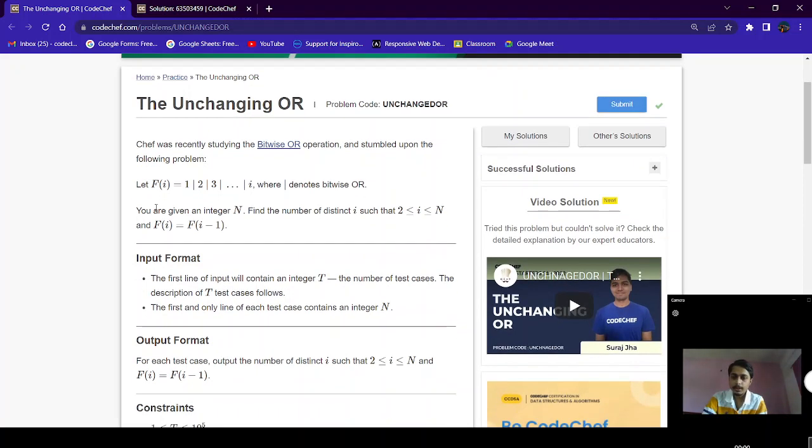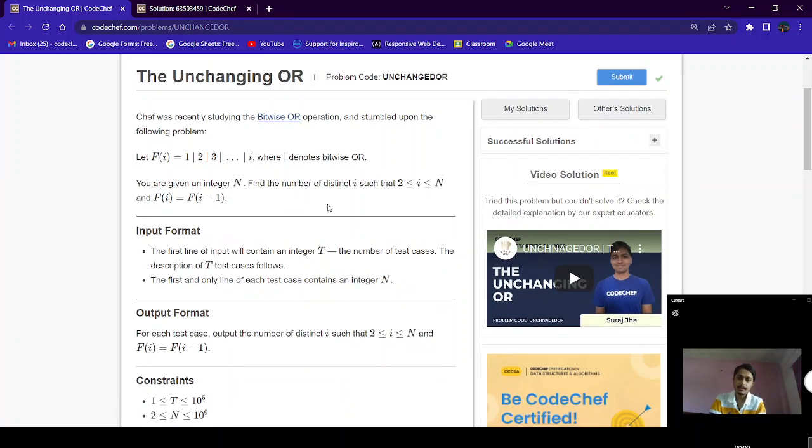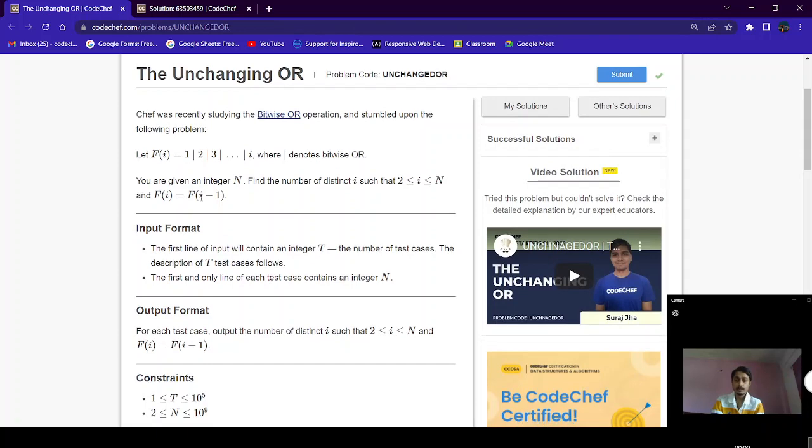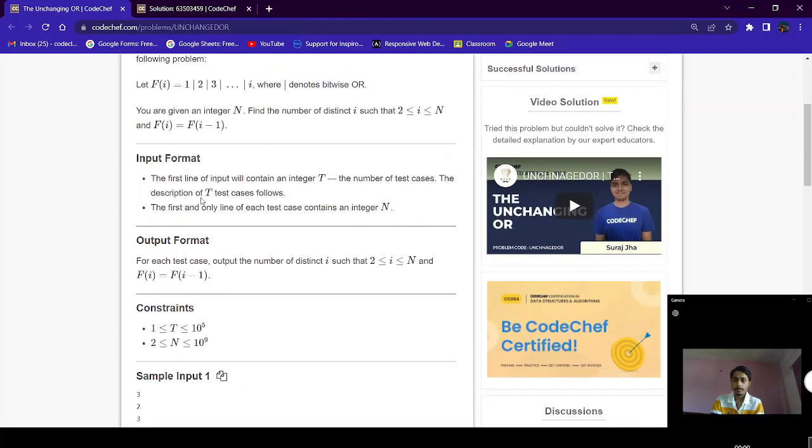What the problem says: let f of I be 1 OR 2 OR 3 dot dot dot OR I. So this is the function which is given to us, and we will be given an integer n. We have to find the number of distinct i's where f of I is equal to f of I minus 1.